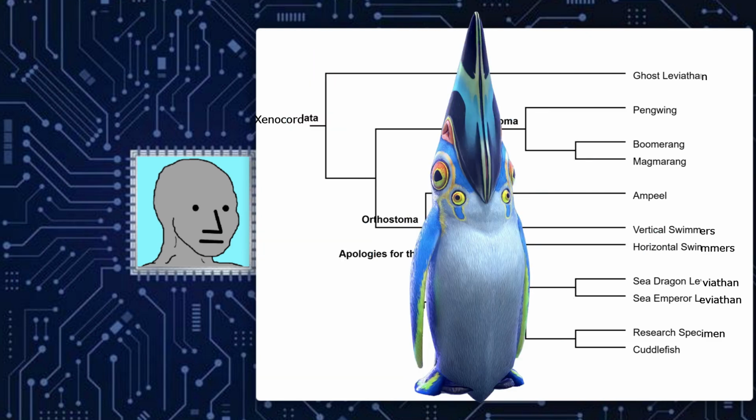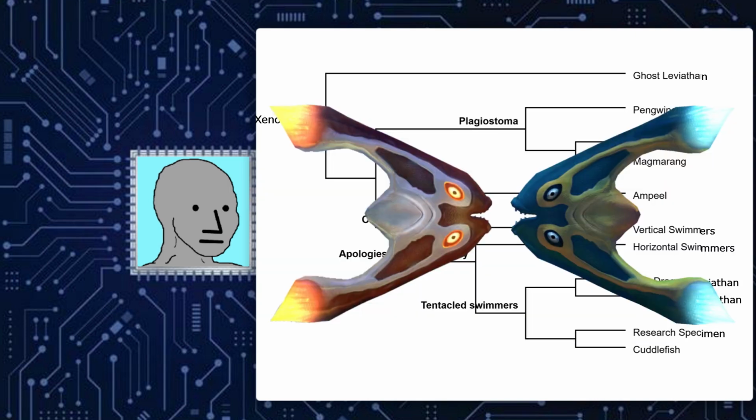The penguin is pretty self-explanatory, you can tell by looking at it. But why the boomerang and magmarang? Well, look at the placement of their eyes. You'll notice that two of them are on the lower jaw. And you know what I'm about to say.